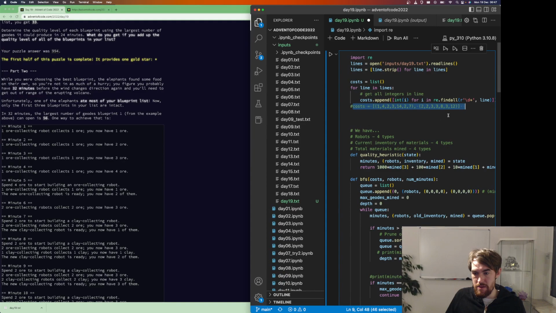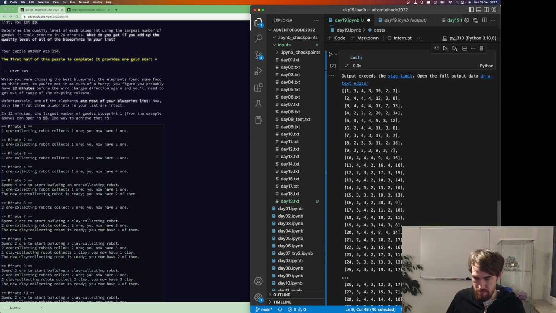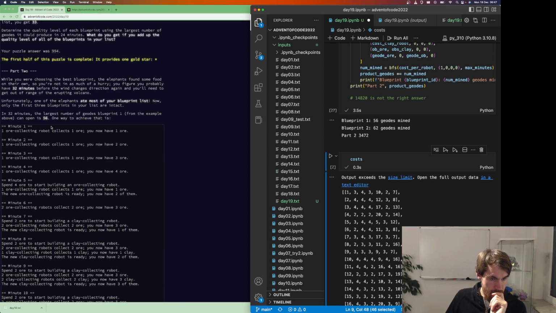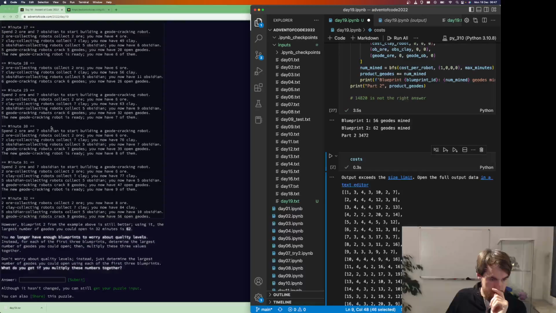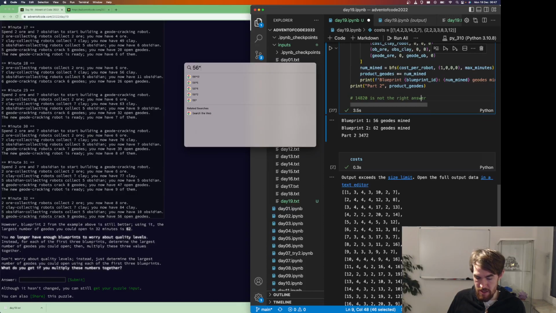Let's do this again and check if that's okay. So we have 56 geodes mined. Blueprint 2 from the example is a bit better. 62 mined. You no longer have enough blueprints to worry about quality levels. Determine the largest number of geodes you could open. Multiply these values together. So in this case, it would be 56 times 62, 3472.